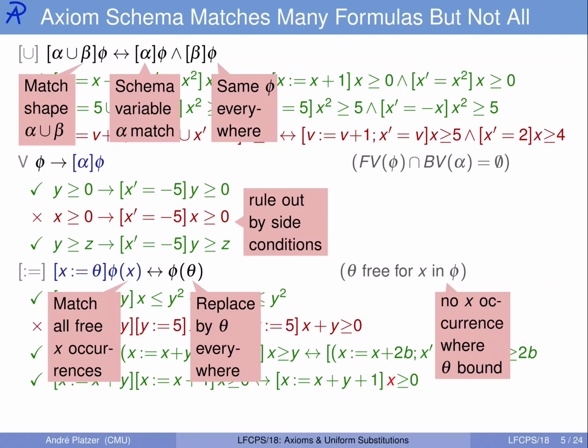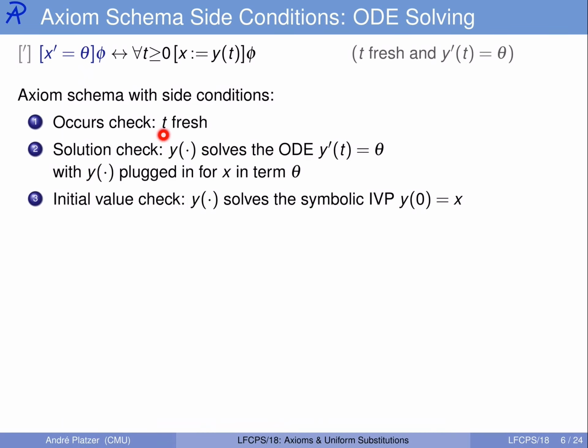And of course, if you still don't quite believe me how important that is, look at this axiom schema for solving differential equations, replacing a property of a differential equation by a universal property of its solution in time. And of course, at the latest at this point, is it really important to pay attention to all the side conditions. Of course, y of t had better be a solution of this, but there's more side conditions. First of all, the variable t had better be fresh and shouldn't be x or anything else that we still need. Otherwise, we have no business universally quantifying over it, or else withdrawing the equivalence.